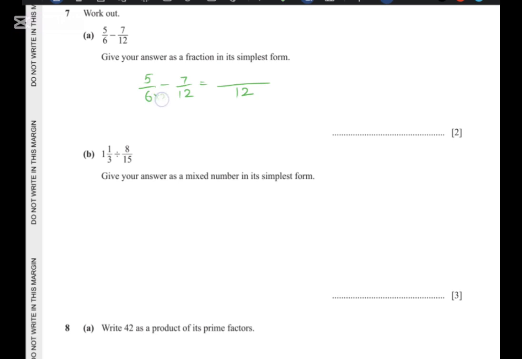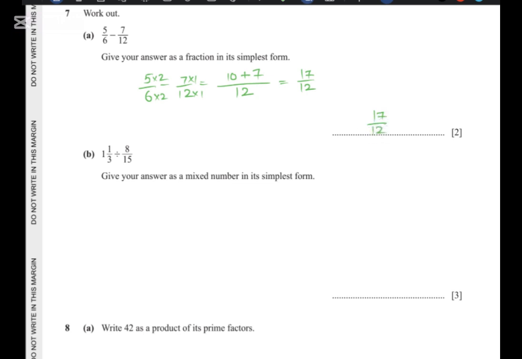6 times 2 is 12, so 5 times 2 you need to do. So 10 minus 7 over 12, where 12 times 1 is 12 and 7 times 1 is 7. So it is 3 by 12. Are there any chances to make it simple? No, because they don't have any common factors. So the answer is 17 by 12.